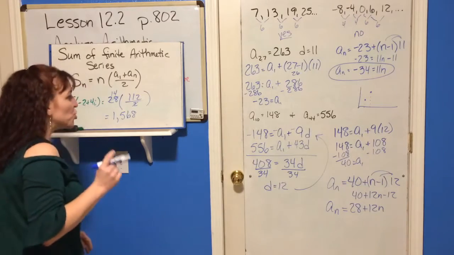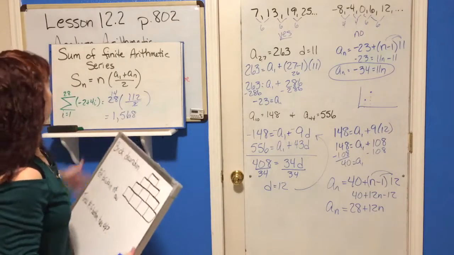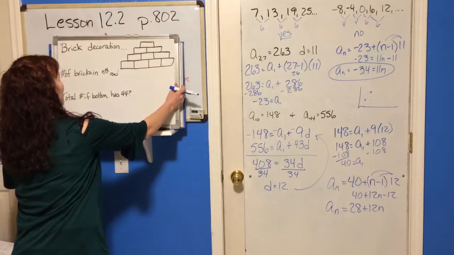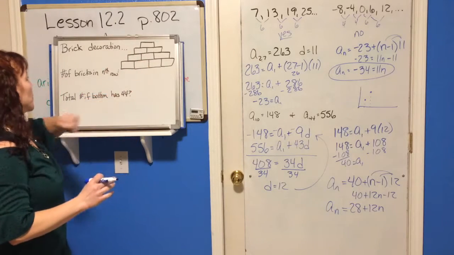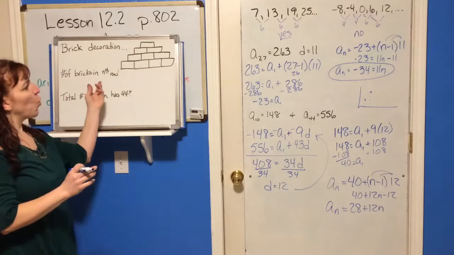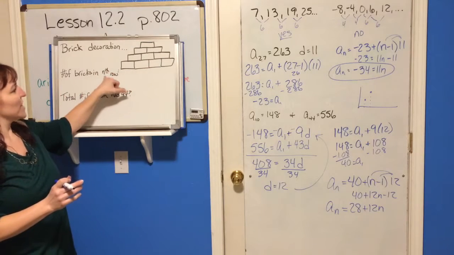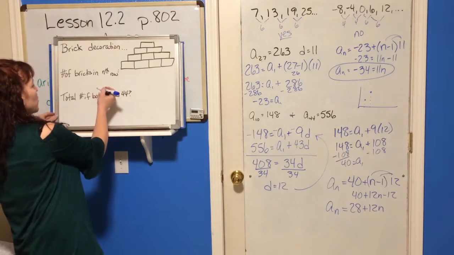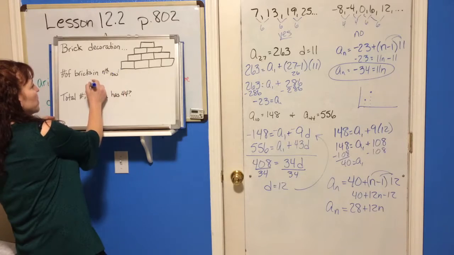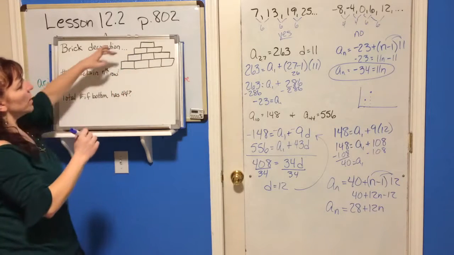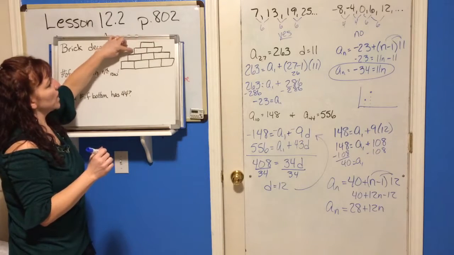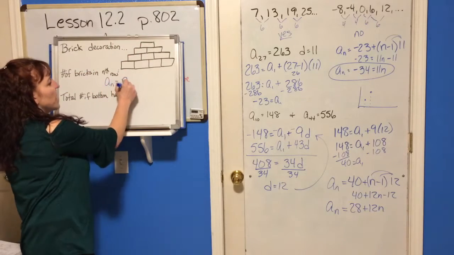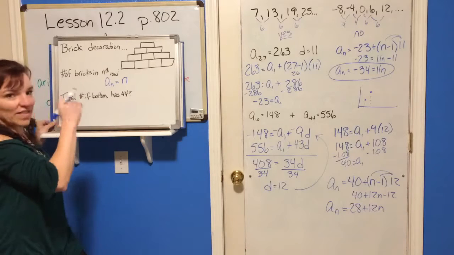Okay, all right, so last one, I'm going to do a word problem real quick. Say you've got a brick decoration that looks like this. The first step is to find the general rule for the number of bricks in the nth row. The first row has 1, the second row has 2, the third row has 3. Oh, so a sub n is just n. Whatever row you're in, that's how many bricks you have.